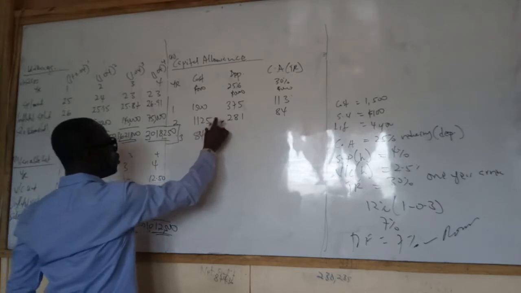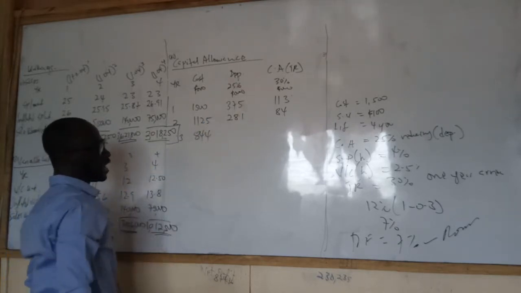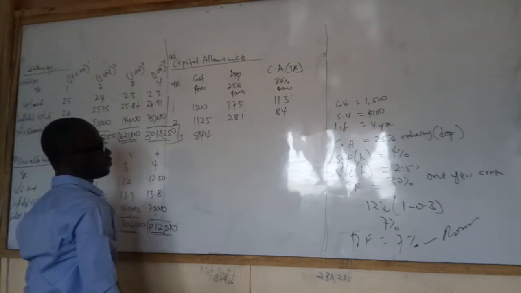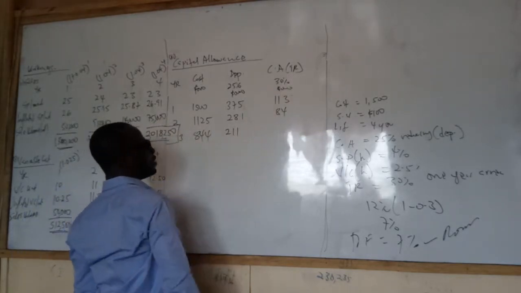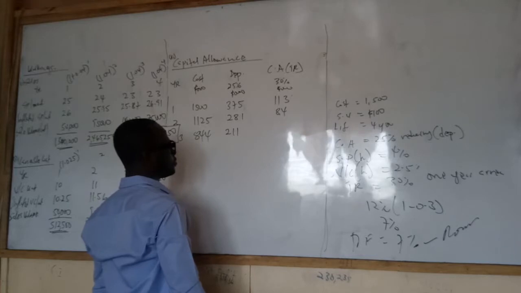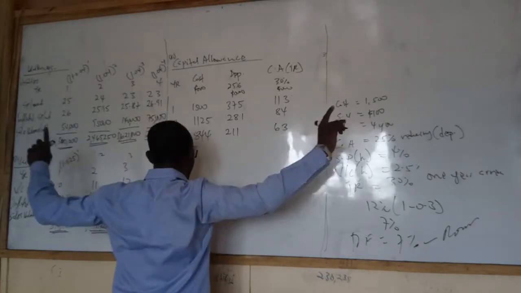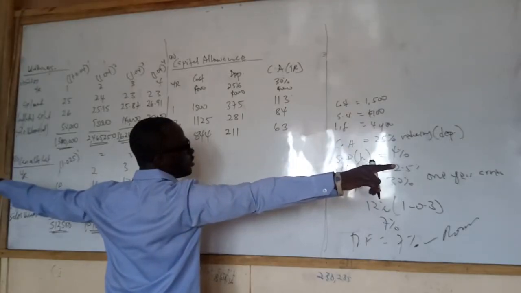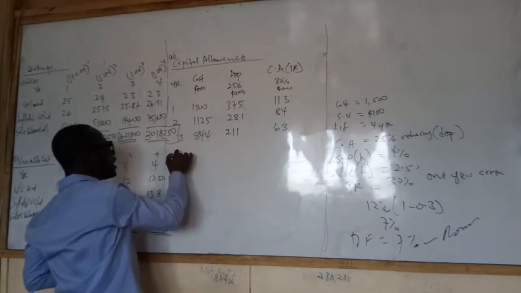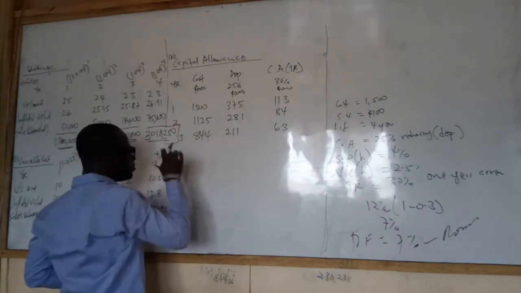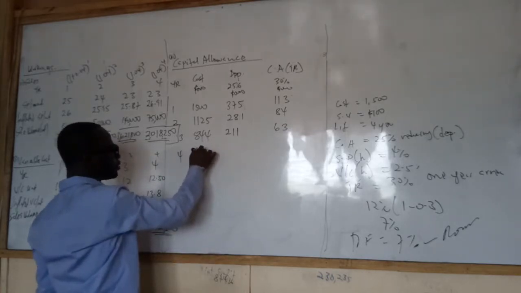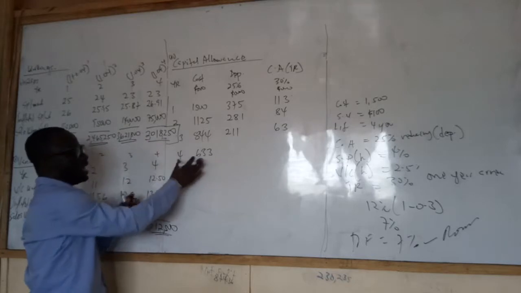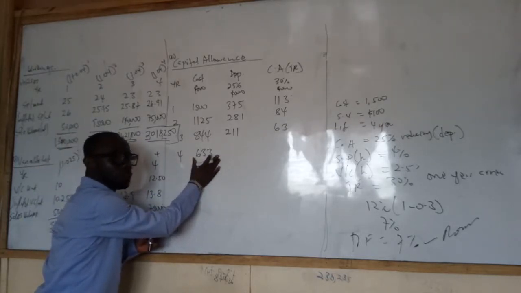Year 3, reducing balance: 844. 25% of that is 211. 30% of that is 63. Now watch what happens in the final year. The reducing balance figure is 633. This is the net book value of the asset in the 4th year.